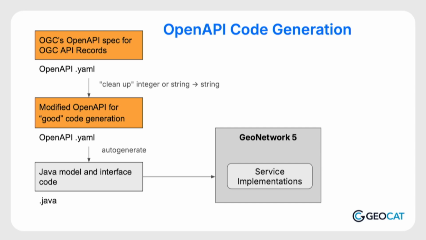One thing that's interesting about our implementation, we start from the OpenAPI document provided by the standards body. So they provide that as a little YAML file saying your service has to do this. We clean that up a little bit for Java. Java is a strongly typed language. It cares whether something's a string or an integer. So we simplify it a little bit, and then we're able to generate the code, which we then fill in to talk to the internals of GeoNetwork.